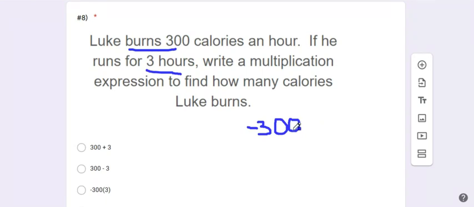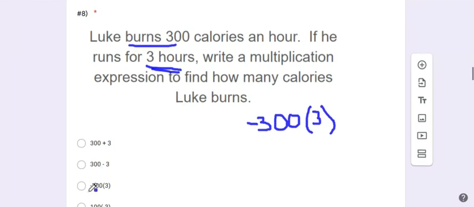But again, we know that repeated addition is the same thing as multiplication. So we can take the amount of calories that he burns in an hour and multiply it by the number of hours, which in this case is 3. So what's negative 300 times 3? Negative 900, right? So which option in the list looks like this? This one right here.